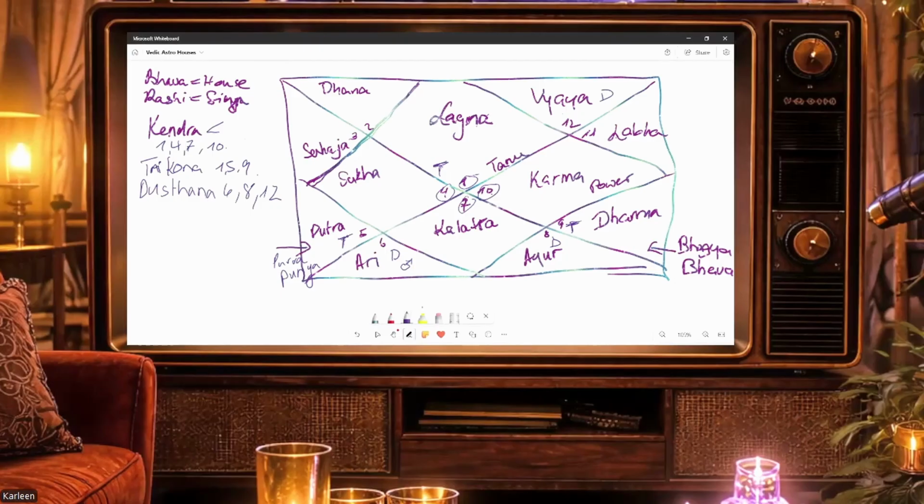These houses are not purely negative. The sixth house builds resilience, the eighth gives occult depth, and the 12th gives spiritual liberation.